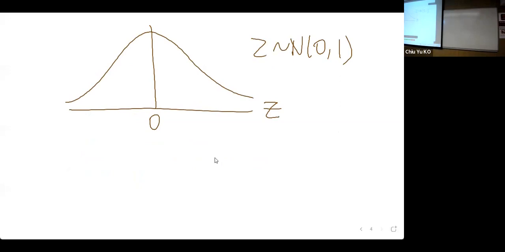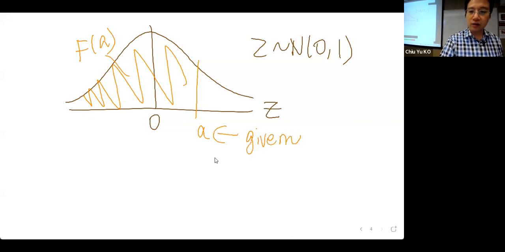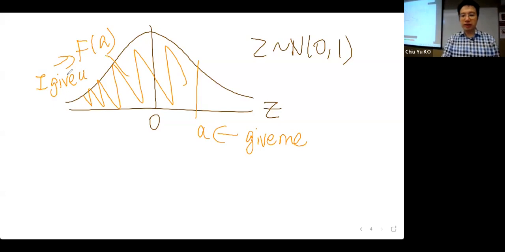You give me a number, I give you the area on the left. So a number here, A, whatever. This is the number. You give me this, I give you this. That is the F table. You give me A, I give you F of A.